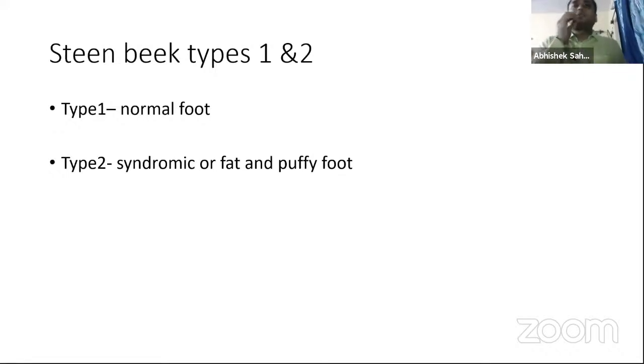Now there are two types of this brace. The type 1 is for the normal foot, and the type 2 is normally used for the syndromic or fatty and puffy foot, which are not exactly the routine thing like what Akhilesh just showed us some time back. So these are the two types of the Steenbeck foot abduction brace that we use.